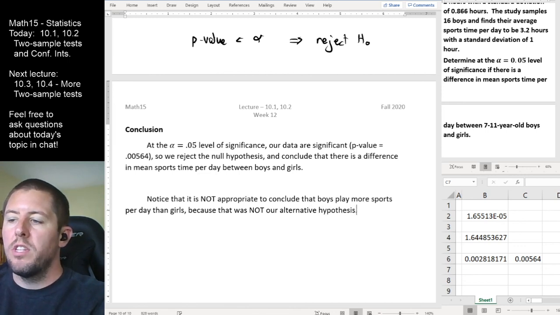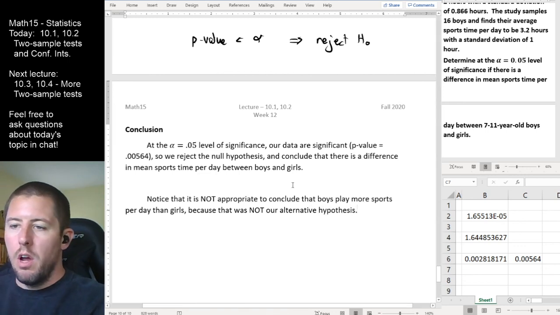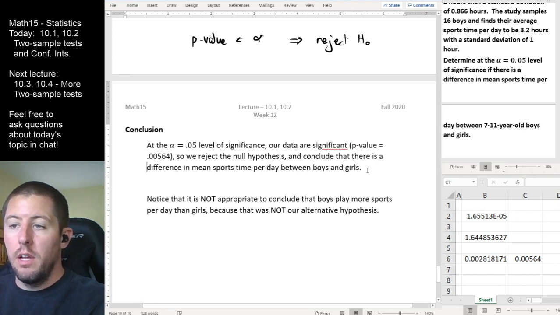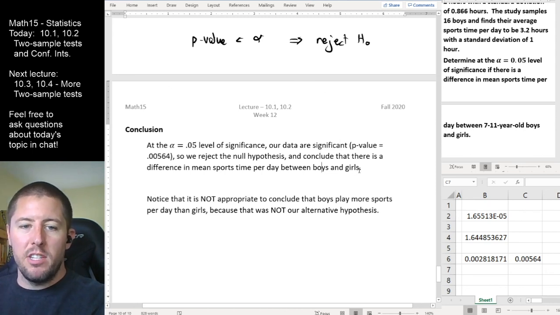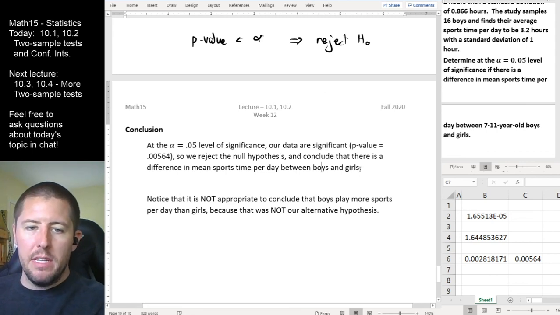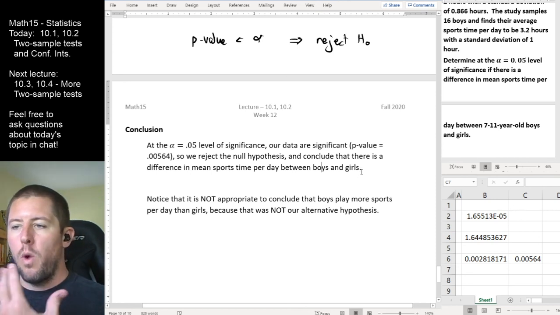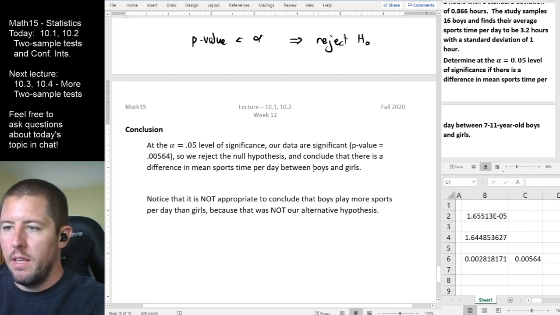So don't overstate what you think you know here. Again, recognizing that we're trying to make a conclusion that is either the null or the alternative hypothesis. Don't make a statement that's neither of those, such as boys seem to play sports more than girls. If that wasn't one of your two hypotheses, then it's not possible for that to be your conclusion. All right, so stick with what your alternative hypothesis is if you've rejected this guy here.